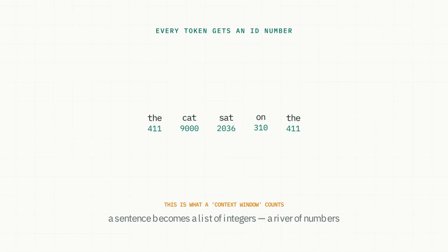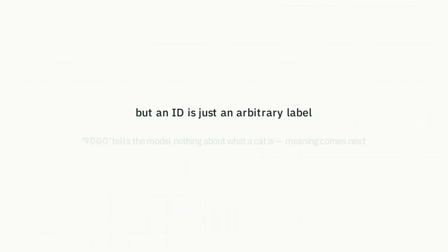But a token ID on its own is just an arbitrary label. The number 9,000 tells the model nothing about what a cat actually is, or that it's similar to a dog and quite different from a democracy. For the model to reason, these bare numbers have to be given meaning. And that is the job of the next, genuinely beautiful, step.